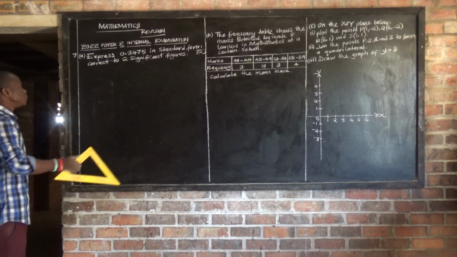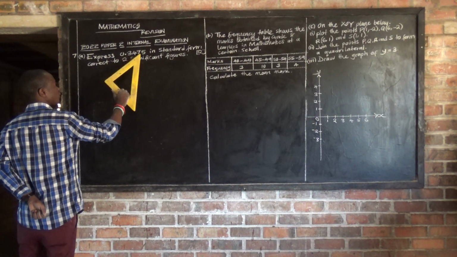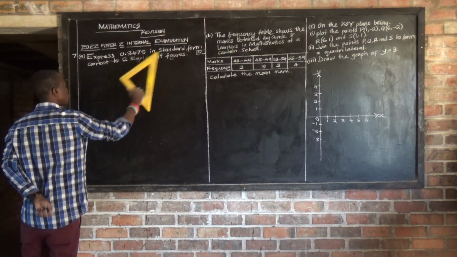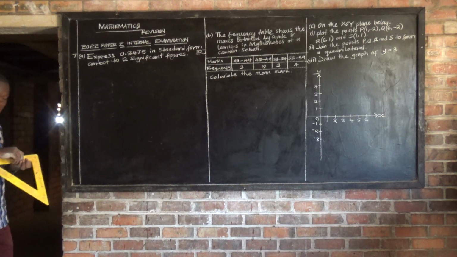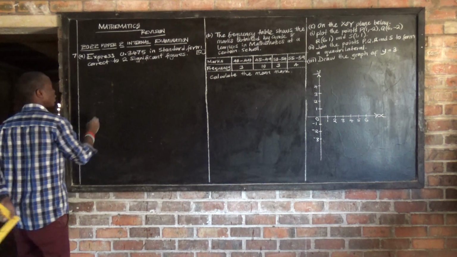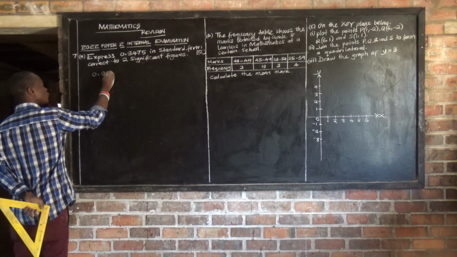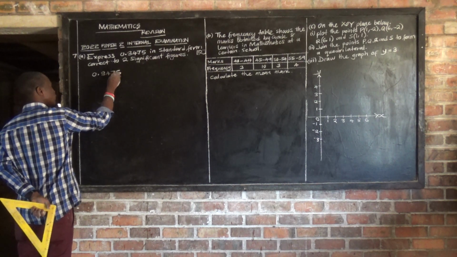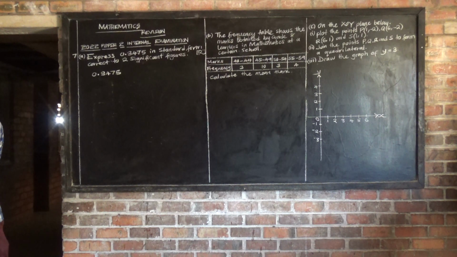Okay? It's saying express 0.3475 in standard form. Correct? To 2 significant figures. So this question carries 2 marks, right? So we have been given this number 0.3475. Now we are told to express or to write this number in what?